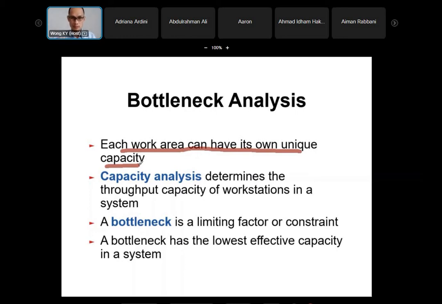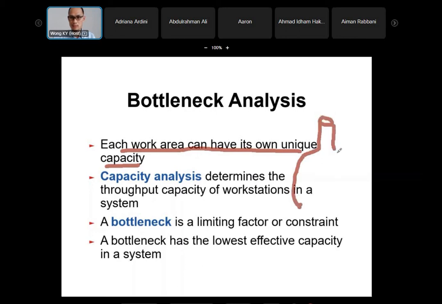So in this bottleneck analysis, what we need to do is find out where the bottleneck workstation is. Okay, you understand what is a bottleneck? A bottleneck is actually a limiting factor or constraint. A bottleneck workstation will have the lowest effective capacity in the system. Okay, bottleneck, you look at the bottle, a bottle is like this, right? A bottle.